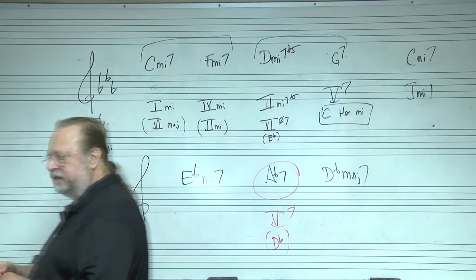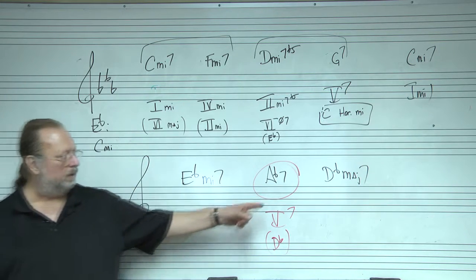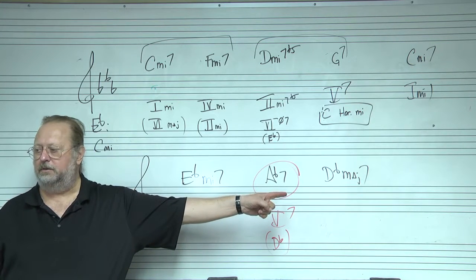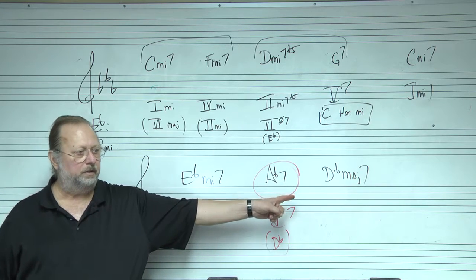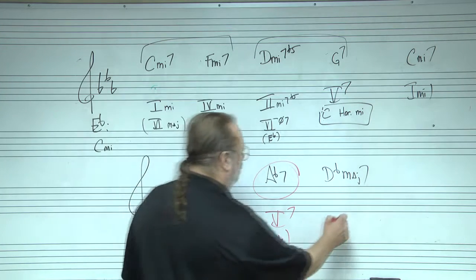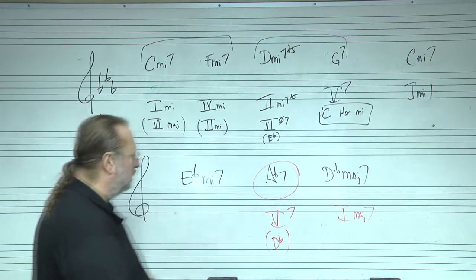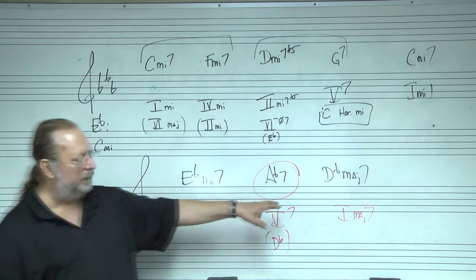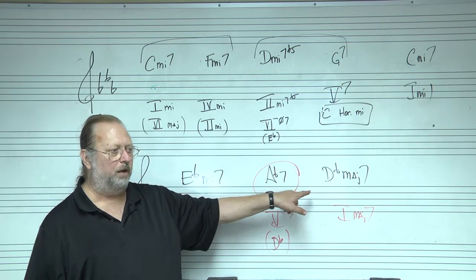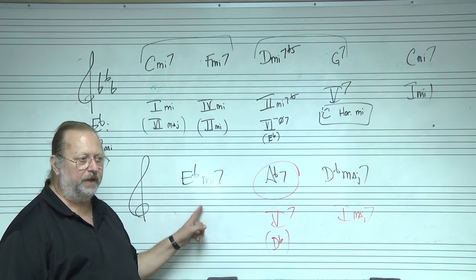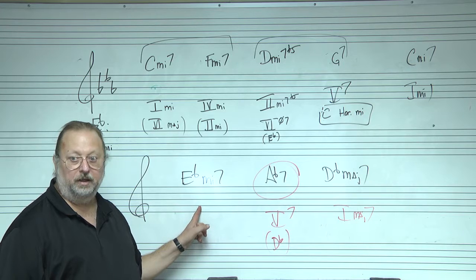Well, what's the next chord right after A flat 7? There's our clue. It goes to the 1, right? That's a 1 chord right there. If these two belong to the key of D flat, let's take a wild guess and try this one in the key of D flat. See what that one is in the key of D flat. It's the 2, huh?